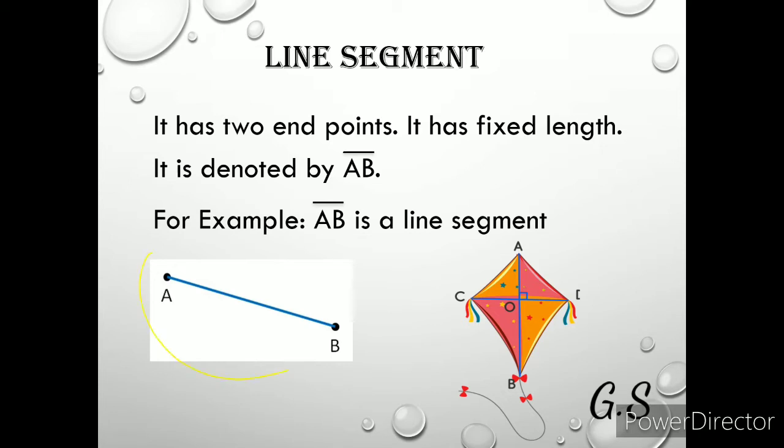A line segment is denoted by AB, and we put a small line segment at the top. For example, we can see a picture of a kite. In this, we can see line segments: there is AB, there is CD, there is CO, there is OD, OA, OB. There are so many line segments in one picture.